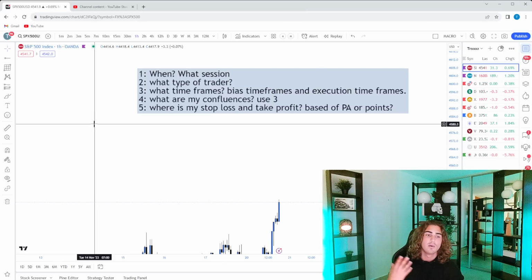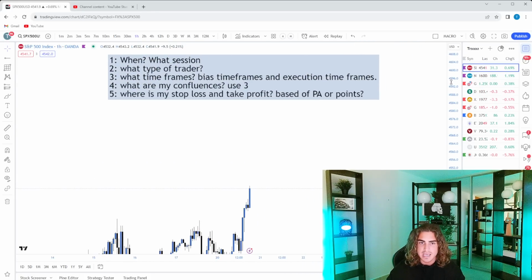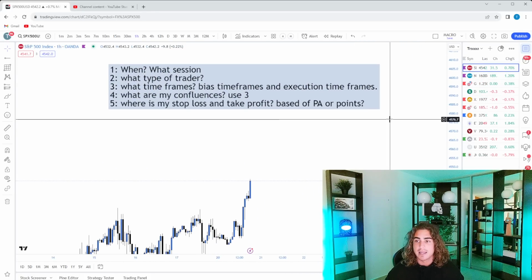So for me, what do I like doing? I like putting my stop loss based off of price action. I like putting my stop underneath a point where I know if we get past that certain price where my stop loss is at, then my whole trade bias, my whole trade idea is invalidated, and I want to get out of that trade because likely price is going to go in the opposite direction of me.